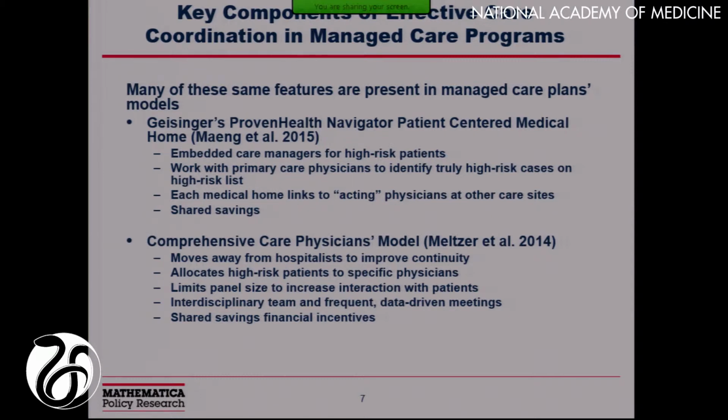They have links to acting physicians at other care sites so that they have this communication hub going. But they also found that shared savings to be meaningful. Another model that has some promise is the comprehensive care physicians model that moves away from hospitalists to improve the continuity of care. They send all their high-risk, high-need patients to a small set of providers and limit the panel size they have so they have enough time to spend with them. And they use interdisciplinary teams and data-driven meetings, and they too have a shared savings incentive.